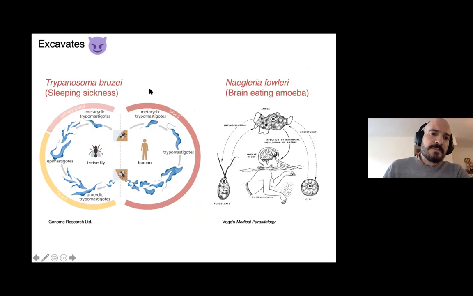Within the excavates, we have, for example, Trypanosoma brucei that causes the sleeping sickness, and we have Naegleria fowleri, that is the brain-eating amoeba. This is not a marine organism, but a freshwater organism that kills 90% of the people infected by it. And for example, we have it in Florida. So if you go to Central Florida and you want to have a swim in a lake there, better be careful because we have Naegleria there.